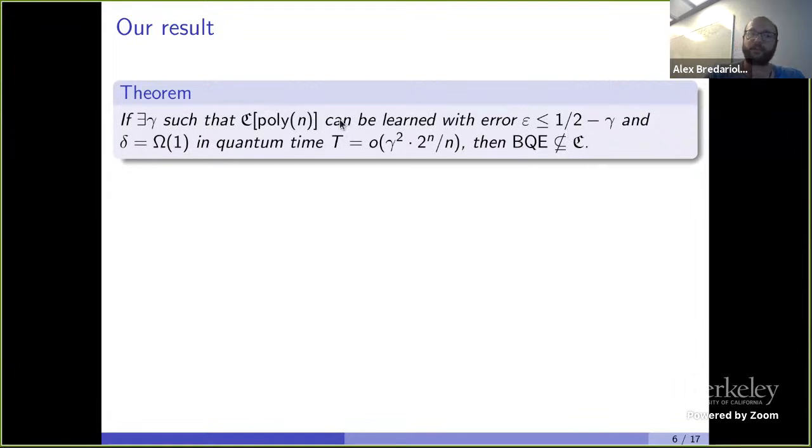What we're showing here is that if this type of learning algorithm exists, then you have this uniform versus non-uniform lower bound. We show a uniform lower bound against this non-uniform circuit class. This is the analogue of NX versus ACC. For example, if you show a quantum learning algorithm for ACC, then we would show that BQE is not in ACC. This is the precise type of statement that we're looking for.